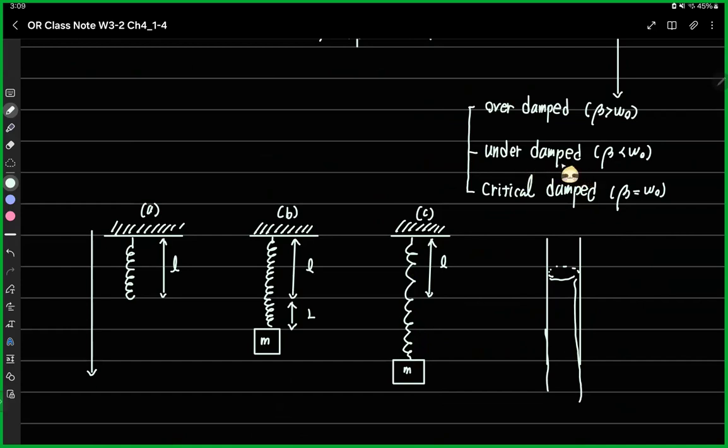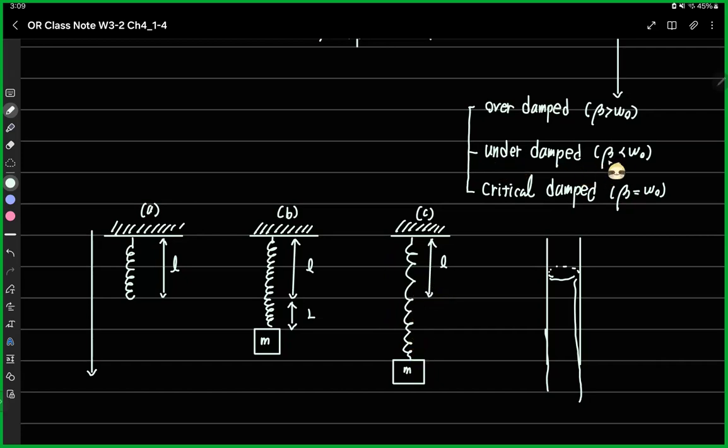Underdamped means that the force caused by the spring is bigger than the damping force. Because even if some damping force is acting on the object, if the spring force is greater than the damping force, then we'll see the vibrations. That's underdamped.